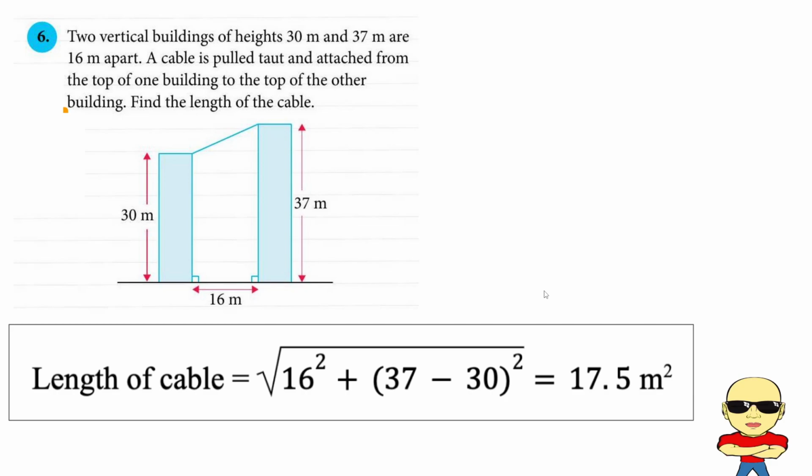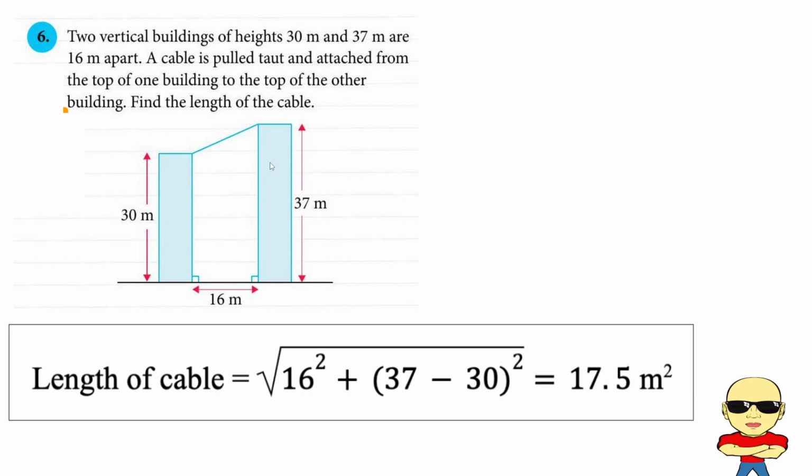Okay, exercise 9b now. Question 6. Two vertical buildings, a very straightforward question. However, before answering, we need to visualize where the right angle triangle really is. The right angle triangle, if you look at the cursor of my mouse, is over here. The cable here is the hypotenuse. The height here is the difference between the two buildings, so it's going to be 7. And the base over here is going to be 60 meters.